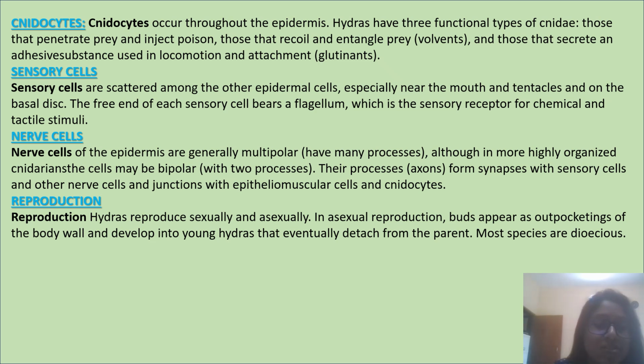Next, sensory cells of the hydra. Sensory cells are scattered among the other epidermal cells, especially near the mouth and tentacles and on the basal disc. The free end of the sensory cell bears a flagellum, which is the sensory receptor for chemical and tactile stimuli. Next, nerve cells. Nerve cells of the epidermis are generally multipolar, although in the more highly organized Cnidarians cells may be bipolar with two processes. Their processes form synapses with sensory cells and other nerve cells and junctions with epitheliomuscular cells and cnidocytes.